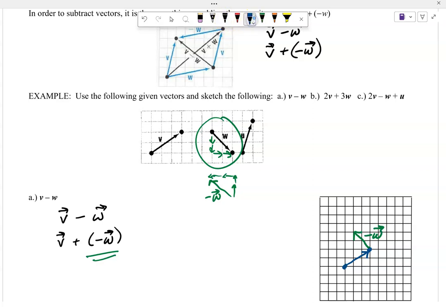Let me label this. This is vector v. That's the opposite of vector w, the opposite direction. So our solution, v minus w, or v plus negative w, goes from here, the starting point, to the ending point.